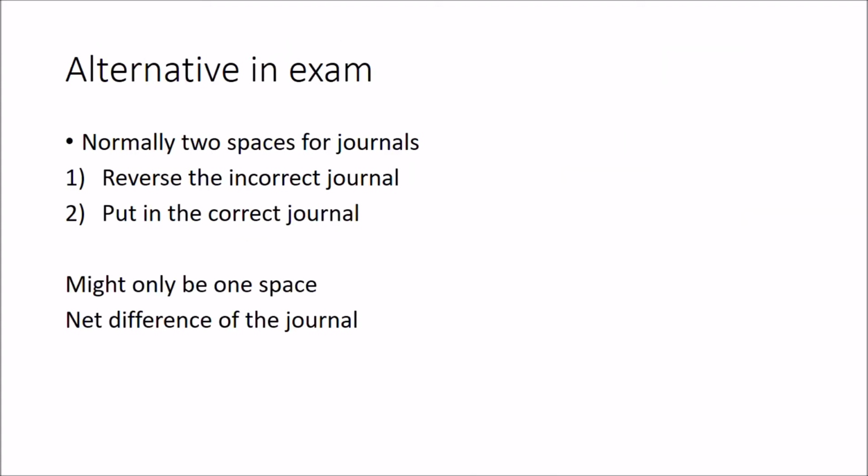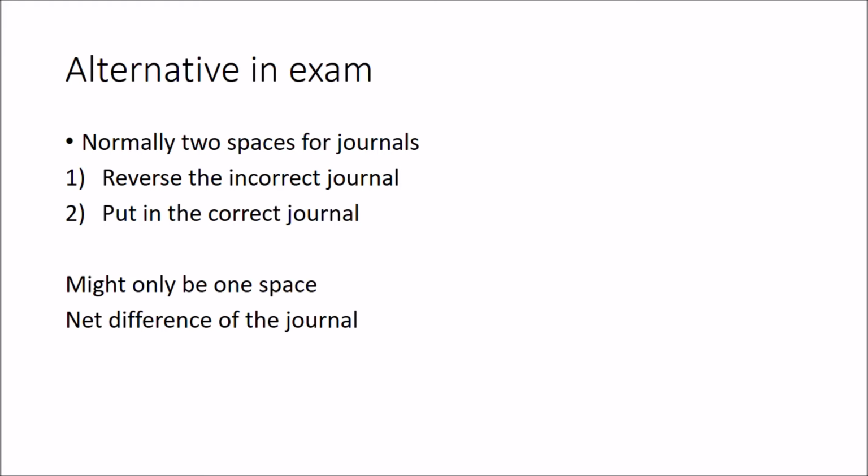Now, there might be an attempt to shortcut this approach in the exam, because normally in the exam you're going to have spaces for two journals. Reverse the incorrect journal, put in the correct journal. That's what you're normally going to sort of see in the exam. You might even see reverse the correct journal, what's the suspense account that would be in there, and put the correct journal in. So you might even have 3 spaces in there if that's happening. Alternatively though, the examiner might only give you 1 space. So there might only be 1 space for 1 journal.